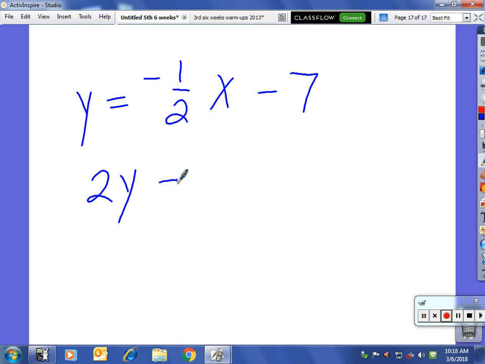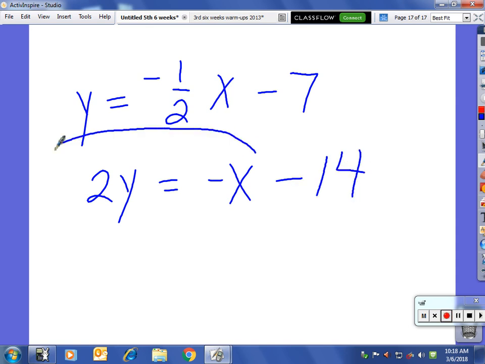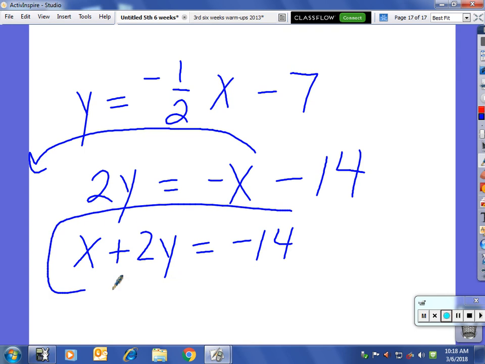This would be 2y equals negative x minus 14. Lucky for us, when we move the negative x to the other side, it becomes positive. So x plus 2y equals negative 14, and we're done right there.